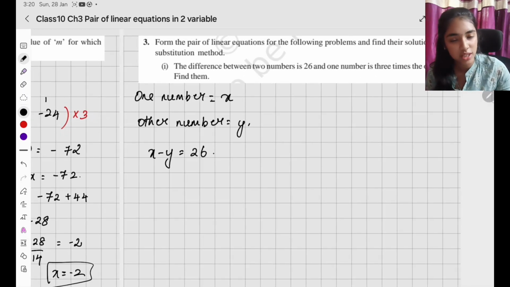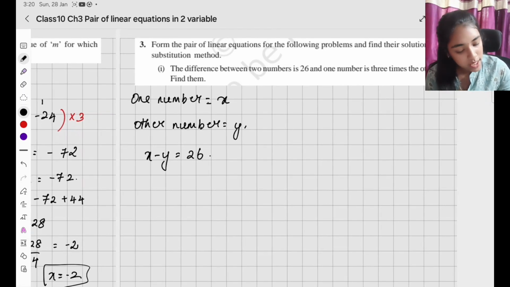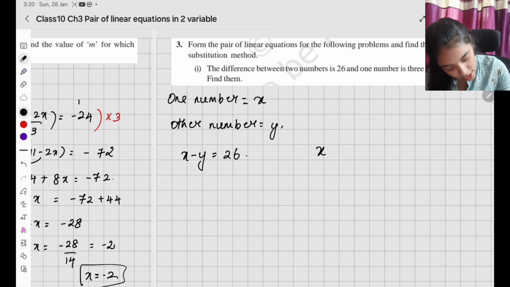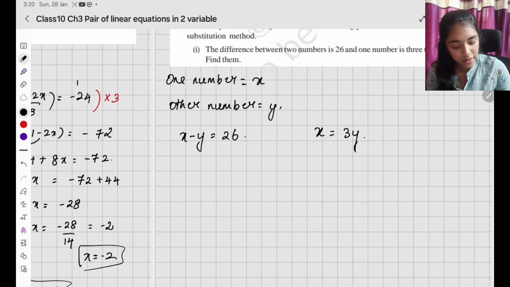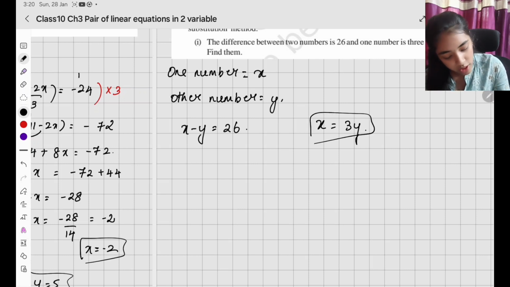Endha number perusu chinnadhenla inga worry panna vendam. So the difference between the two numbers is 26. One number is 3 times the other. So one number is going to be 3 times the other number. Indha mari eduthalama. So find them. Okay, so let us find the values. So you have x equals 3y. That is already in the formula da irukku.